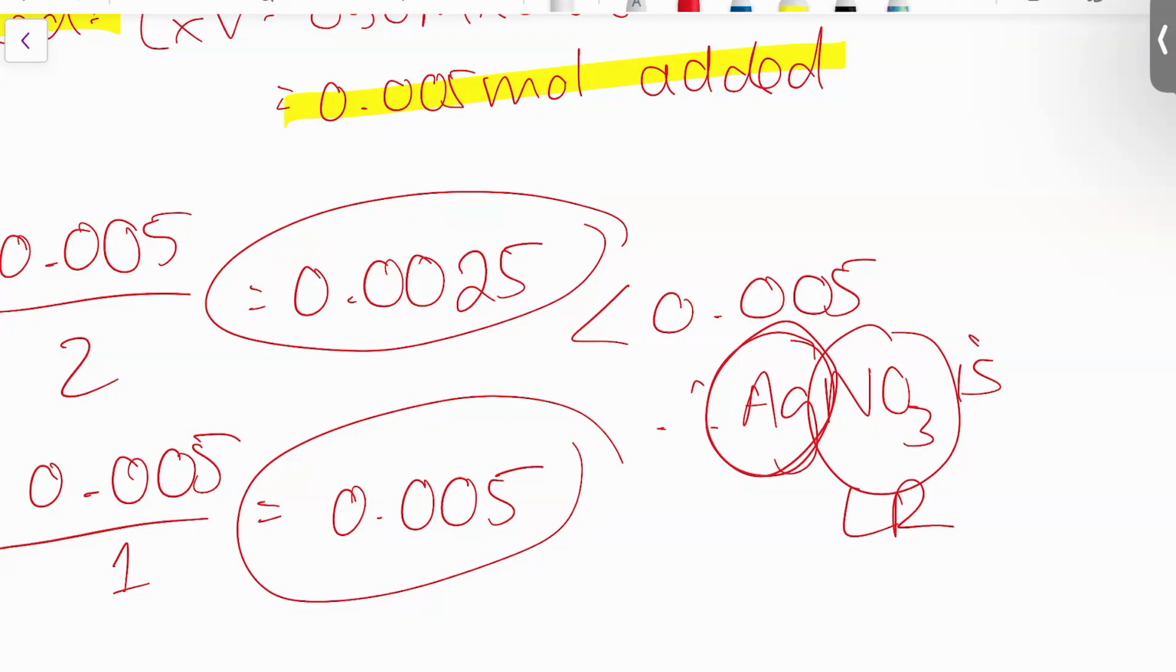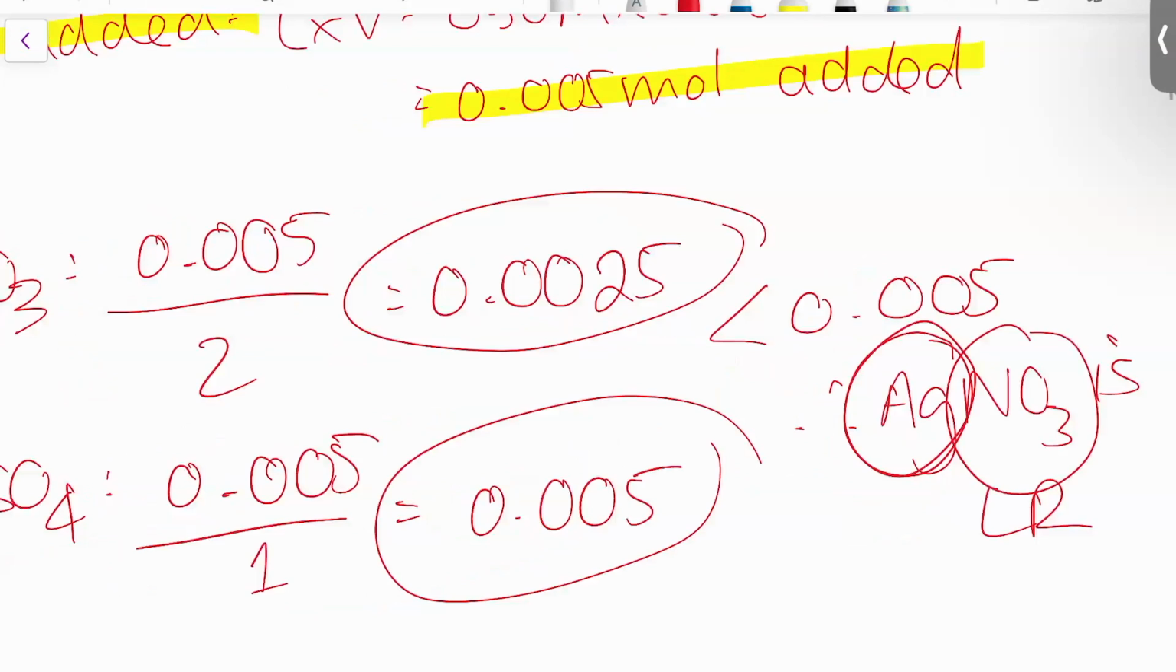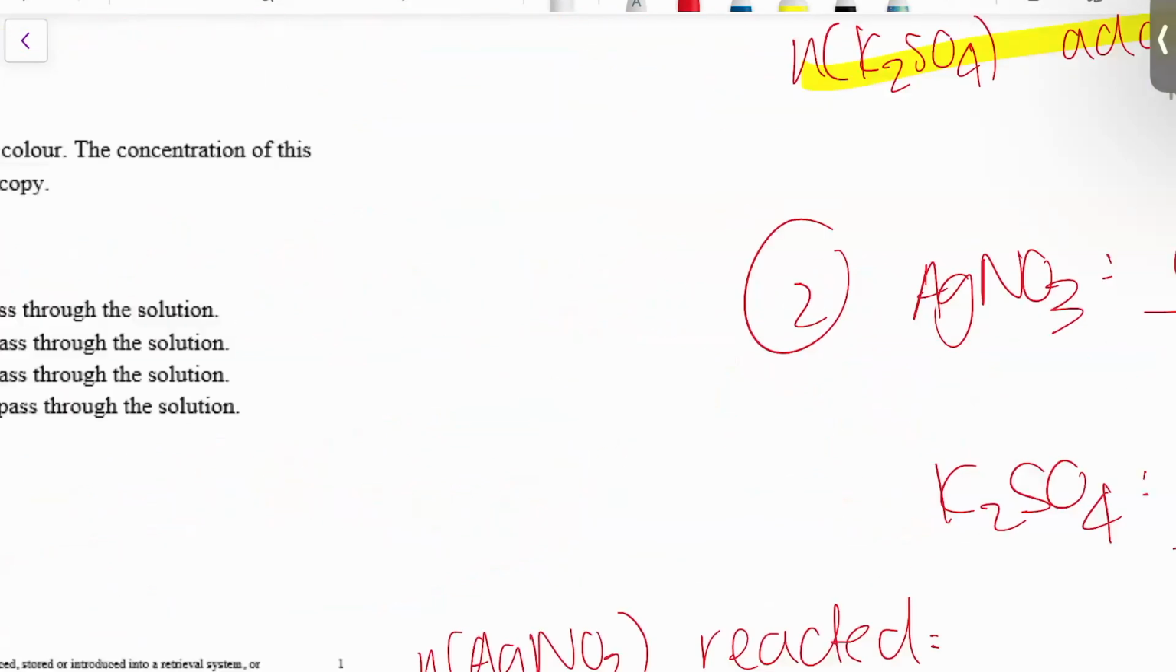Which means if silver is the limiting reagent, it fully goes away. You can't have a concentration below zero. Nothing can be smaller than a zero concentration. So if you know that Ag is all gone, then it will have the lowest concentration and you immediately have to pick this answer and you don't even have to calculate the sulfate concentration.